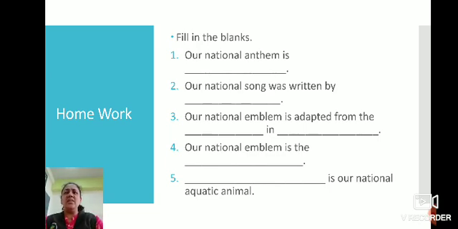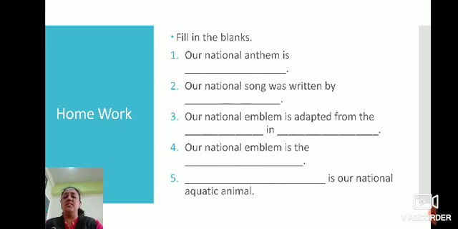And children, can you tell me in which language he wrote the national song? In Sanskrit. Very good. So our national song was written by Bankim Chandra Chatterjee. Everyone, have you written it? The answer? Very good. Third number, our national emblem is adapted from the dash in dash.